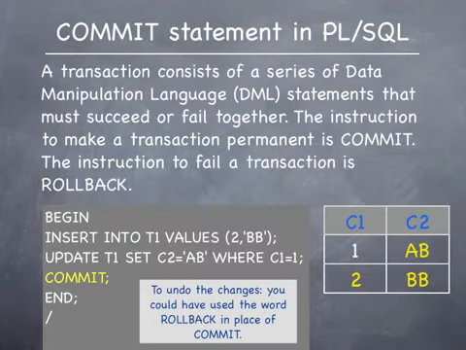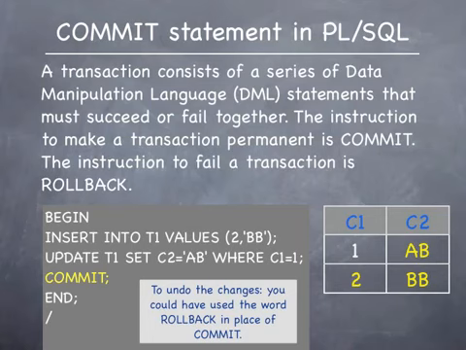Here the definition of the word transaction is displayed. A transaction consists of a series of data manipulation language commands that must either succeed or fail together. The instruction to indicate that you want the changes made by the data manipulation language statements to be made permanent is commit. The instruction to indicate that you want to undo the changes made by a transaction is rollback. When data manipulation language statements appear in your PL/SQL programs, the words commit and rollback can be used and written exactly as they would have been written from a SQL prompt.